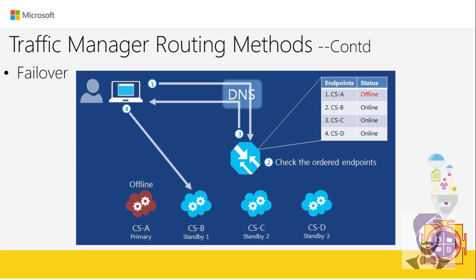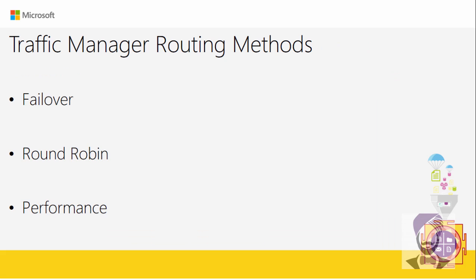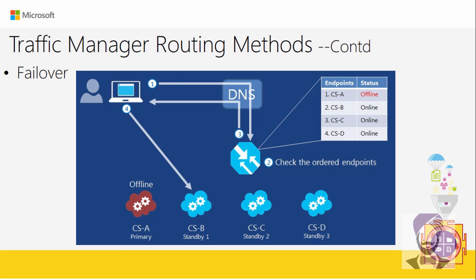Yeah, so there are basically three types of routing methods when I say Traffic Manager. The first one is failover, the second one is round robin, and last but not least, there's performance. When I talk about the failover routing method, it's the same procedure as I described for how the DNS name of the endpoint is provided back to the client. The only difference is selecting which endpoint the Traffic Manager is going to opt for.